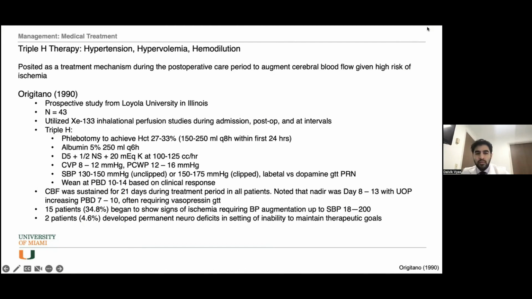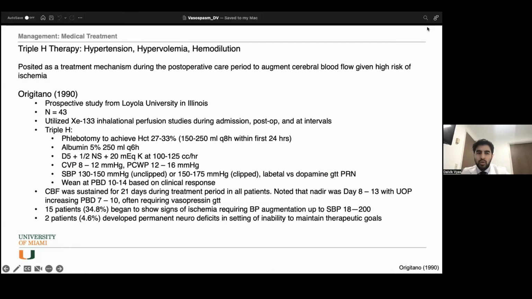What their findings were was that for 21 days, all of their patients had cerebral blood flow that was sustained with this therapy. And what they noticed was that between days 8 to 13, urine output actually substantially increased in patients, requiring the addition of a vasopressin drip as well in order to prevent ischemia from setting in.